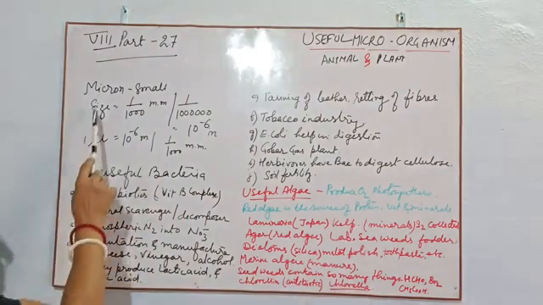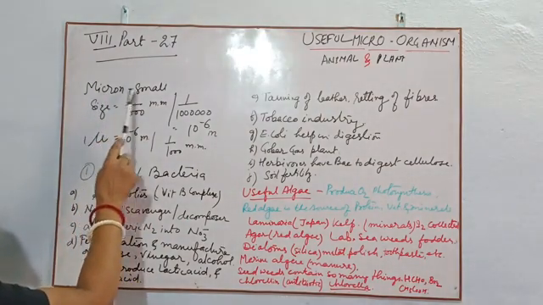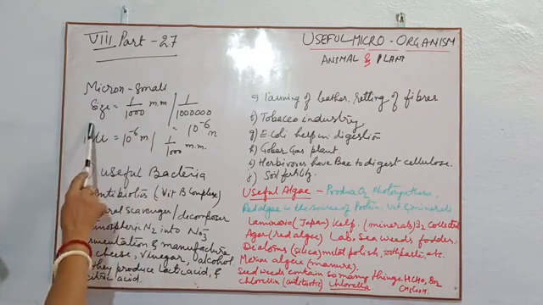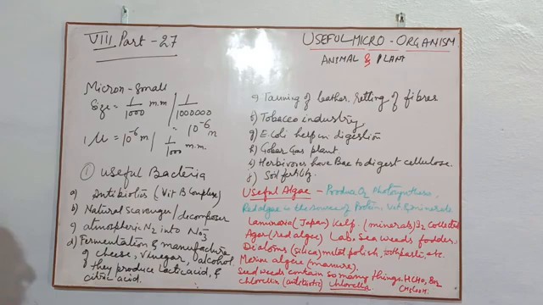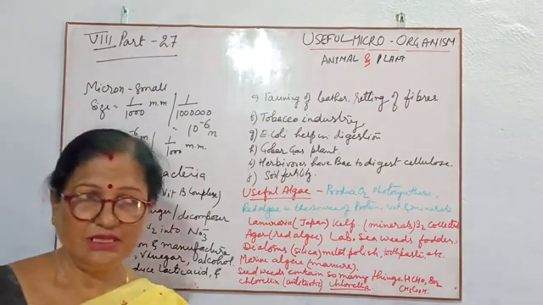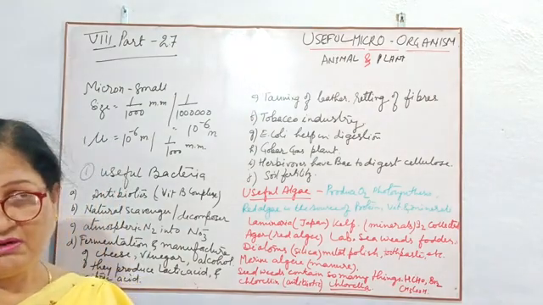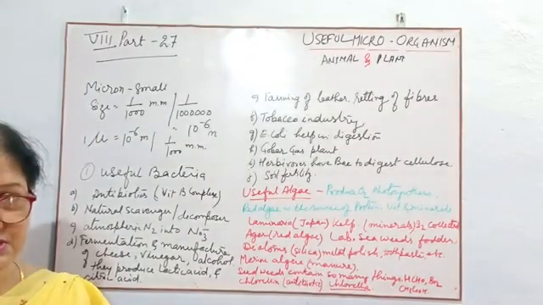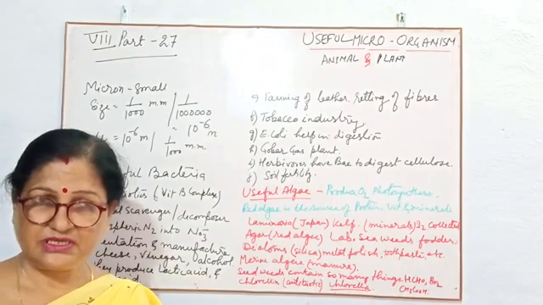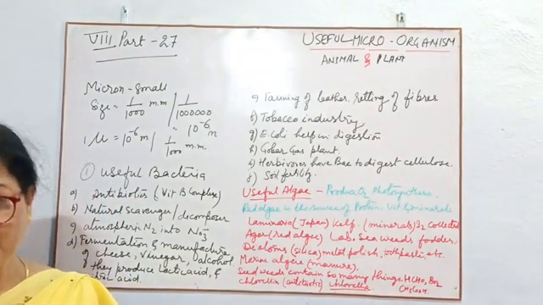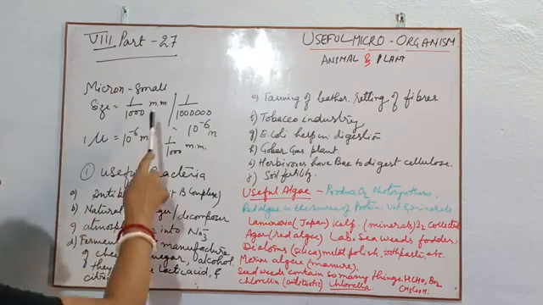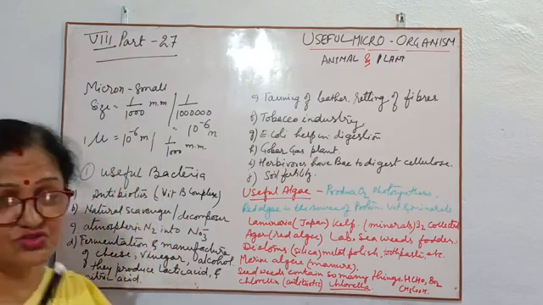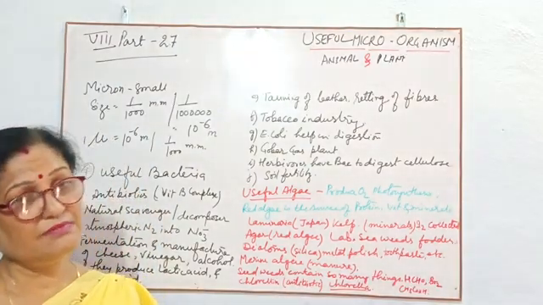Now, 1 micron means small. According to size, 1 micron is equal to 1 upon 1000 millimeter. 10 millimeter is equal to 1 centimeter, 10 centimeter is equal to 1 decimeter, 10 decimeter is equal to 1 meter. So 1000 millimeter is equal to 1 meter. So 1 upon 1000 millimeter, it is so small, that is known as micron.